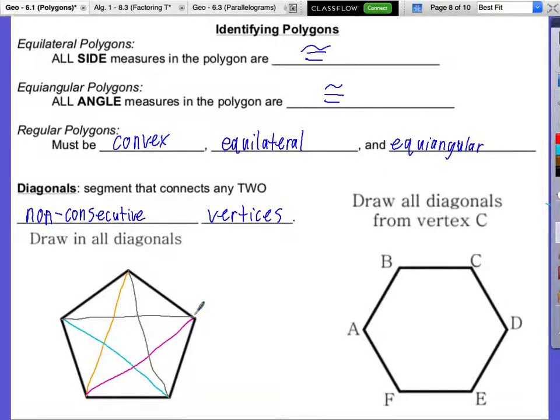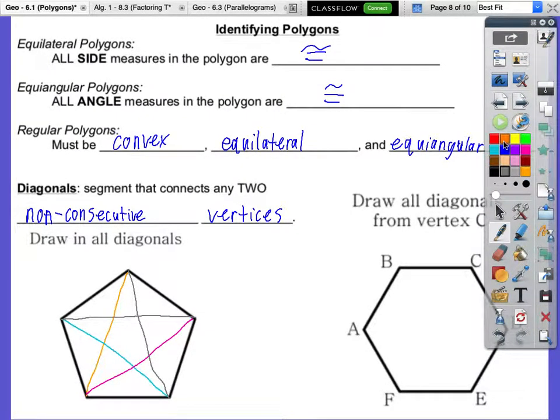In this case, it's not always gonna be that way. We're gonna do one more here. So here on the second part, we're only gonna do it from vertex C now. So it's gonna be different. We're not gonna do it from every vertex.